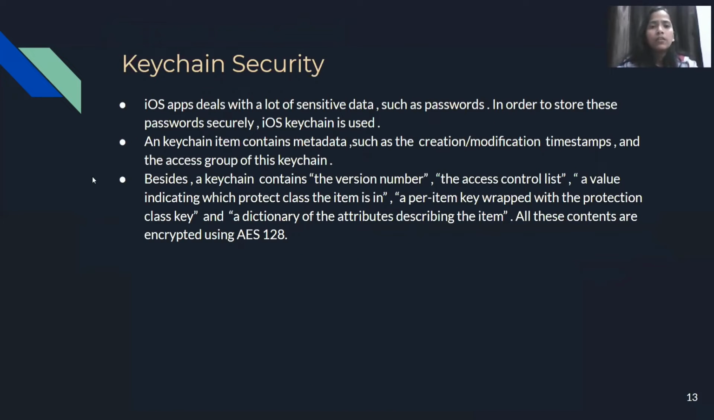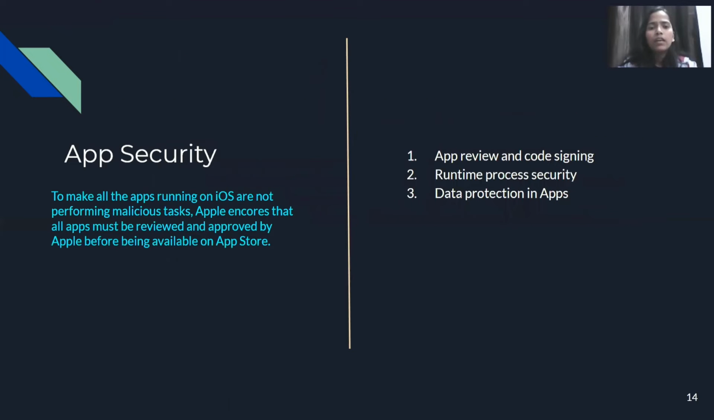Lastly, the keychain security part. iOS apps deal with a lot of sensitive data, such as passwords. In order to store these passwords securely, the iOS keychain is used. A keychain item contains metadata such as creation and modification timestamps, etc. Besides, a keychain item contains the version number, the access control list, a value indicating which protection class the item is in, and many more. All these contents are encrypted using AES-128.